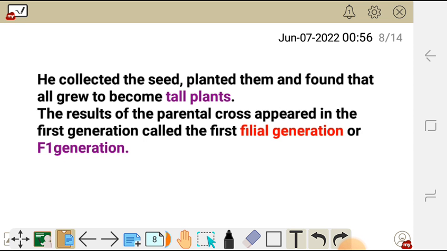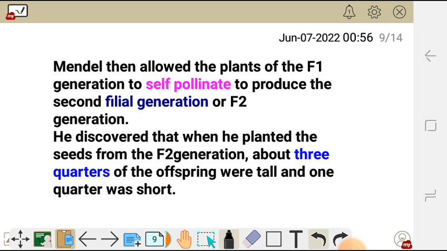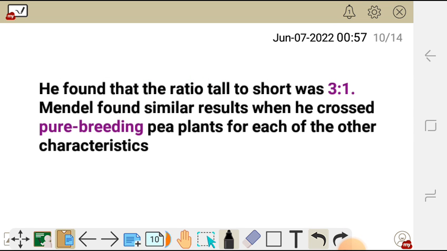So these were the first plants he got after crossing the parental plants, and he called them the filial generation, or F1 generation. Then Mendel allowed the F1 generation to self-pollinate to produce the second filial generation, or the F2 generation. And he discovered that when he planted the seeds from the F2 generation, about 3/4 of the offspring were tall and 1/4 was short. So he found that the ratio of tall to short was 3:1.